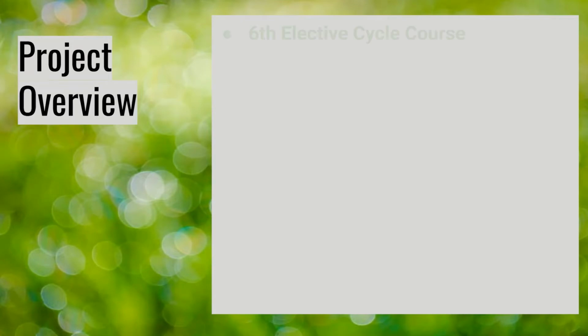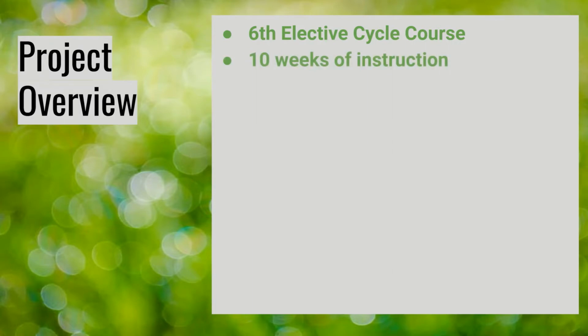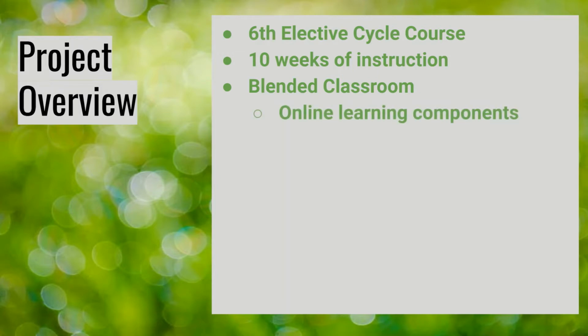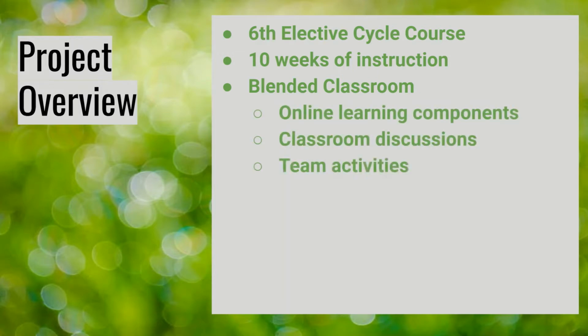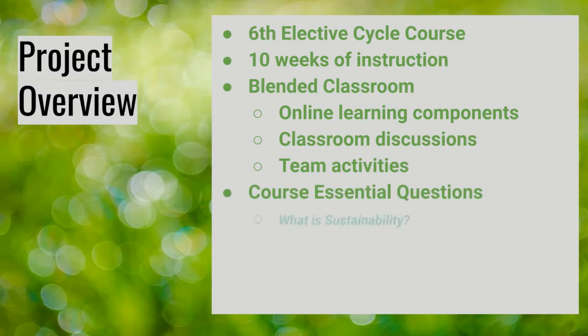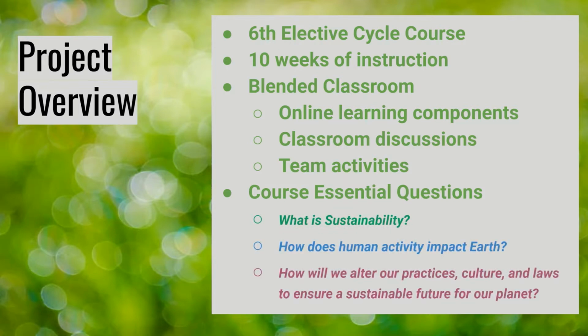My project is intended for the 6th grade elective cycle course that will run for 10 weeks of instruction. I'll be following a blended classroom style that incorporates both online learning components, in-person classroom discussions, and other team activities. The course has 3 essential questions. What is sustainability? How does human activity impact Earth? And finally, how will we alter our practices, culture, and laws to ensure a sustainable future for our planet?